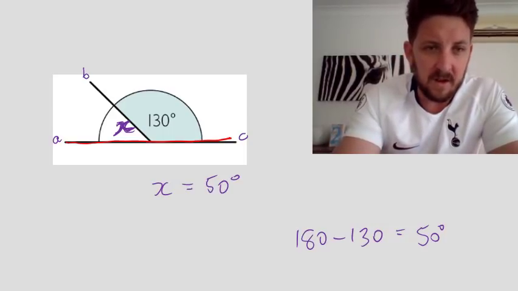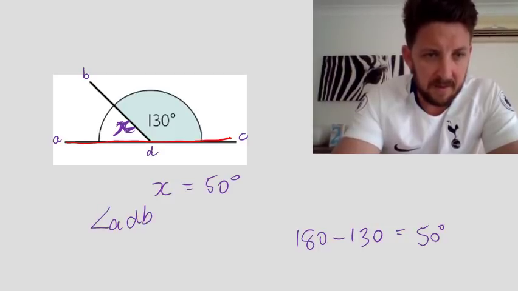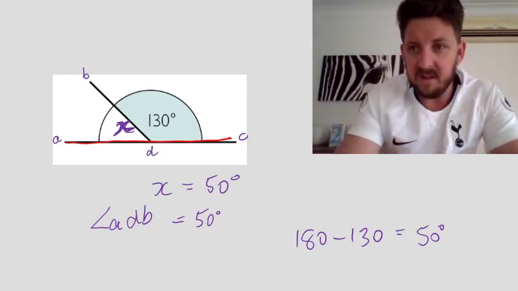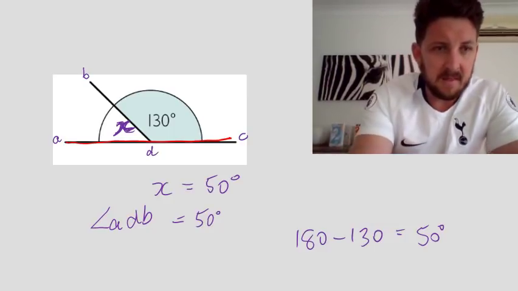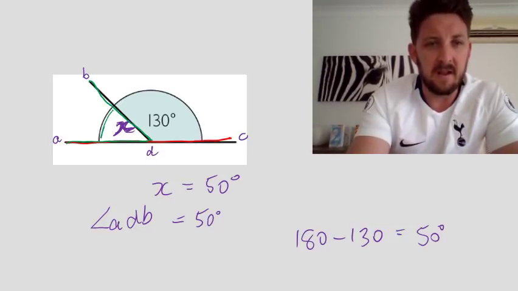The other way that you could have done it is like this. You could have gone A, D, B, and we're talking about the angle ADB is equal to 50 degrees. So what that's saying is that it's from A to D to B is my angle, and that's that angle just in there.